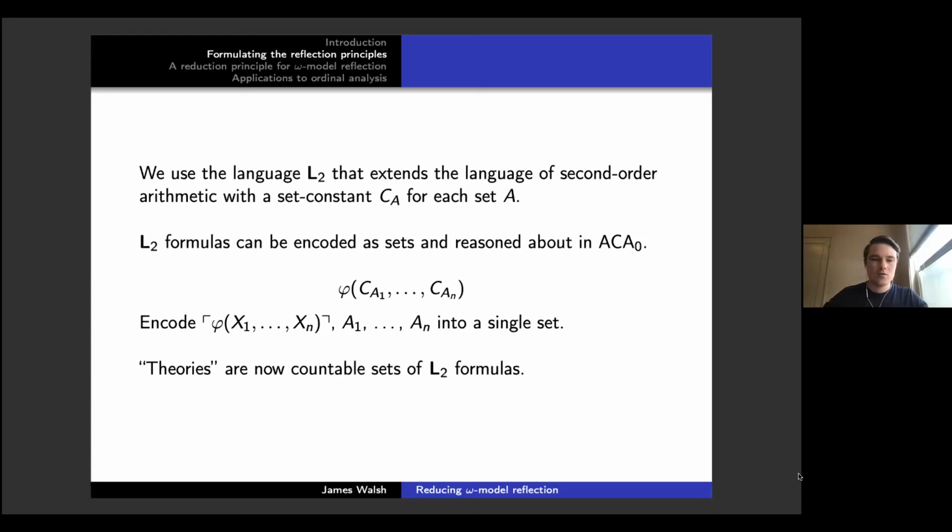I should mention that the standard syntactic operations on formulas, forming conjunctions, forming disjunctions, performing substitutions, correspond to arithmetic operations on the codes of the sets. This just means that all the standard syntactic observations you'd like to be able to make in your theory about formulas can be made in ACA 0 about the boldface L2 formulas. So you can reason about them in a very natural way in ACA 0.